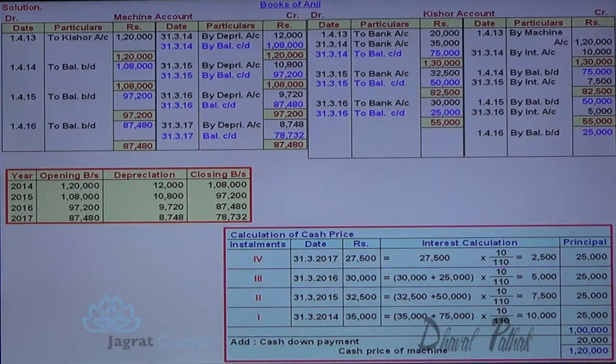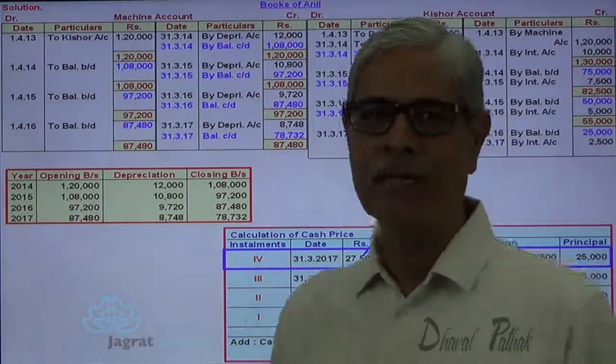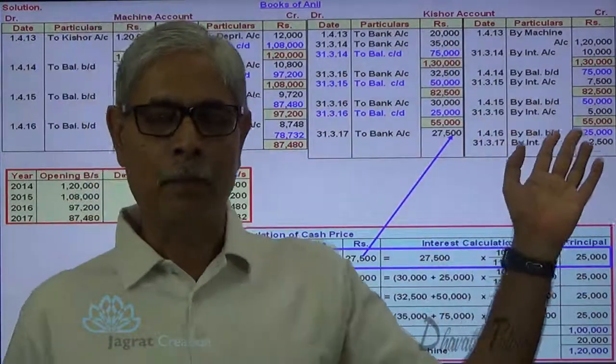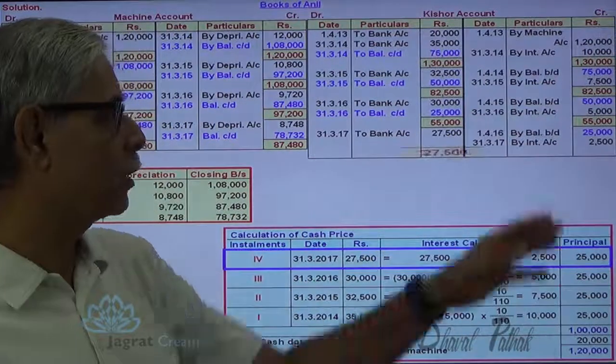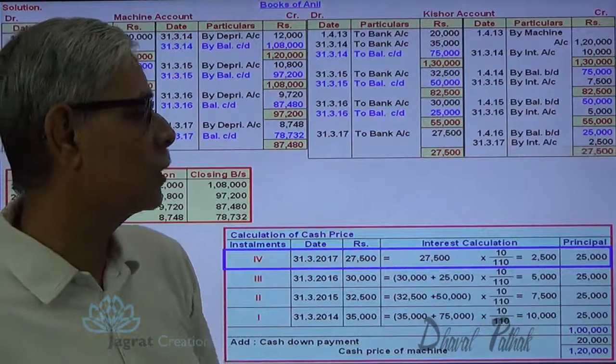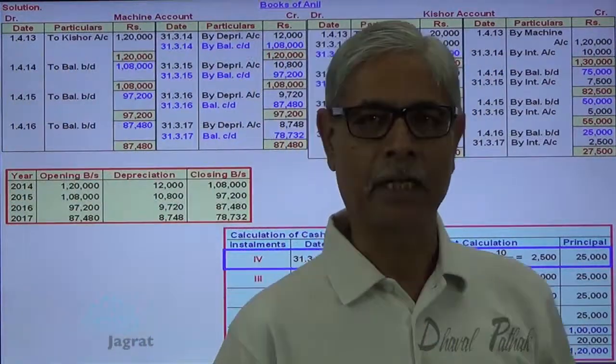Now fourth installment. Interest payable 2,500. Interest account debit to Kishore account credit. Installment paid 27,500. So Kishore account debit to bank account credit 27,500. By writing journal entries in the ledger posting in this fashion, you can close the account and the Kishore account gets closed. This is how the vendor account is prepared, and here I have prepared machinery account.